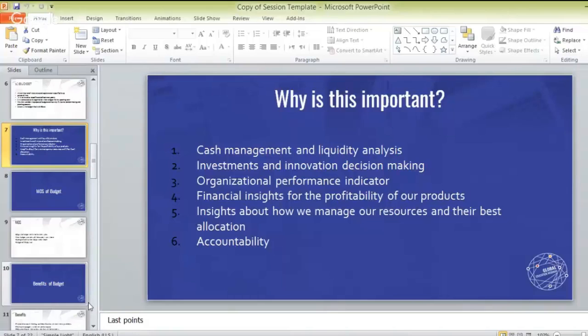The third point is that it is a true organizational performance indicator. For example, in an LC, if there is a deviation in the revenue of a certain program, this is a clear indicator of the performance of this function, because the revenue goal is based on the budgeted goal. If it is not realized, that means they are not performing in the best way possible. That means the performance of a certain product is not at its best. So we have a problem.